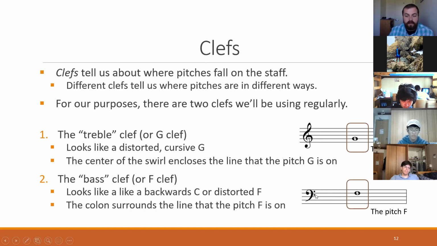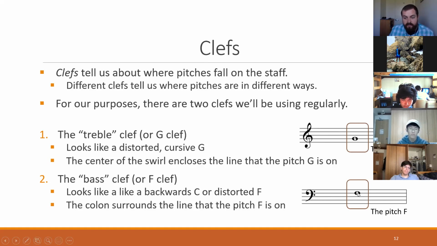The colon, notice the colon here, the two dots. The two dots surround a line. That line is F. So this is F. That's why it's called the F clef sometimes. So G clef, F clef. So they give us different information.